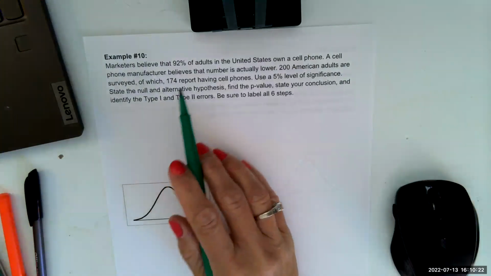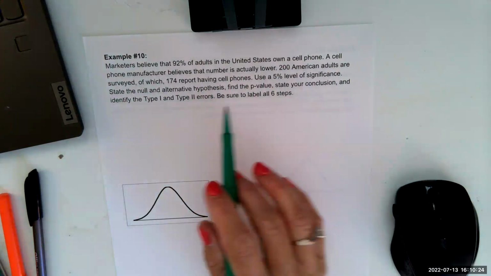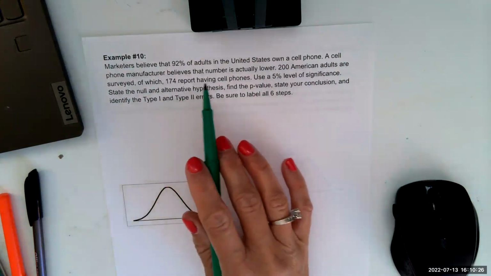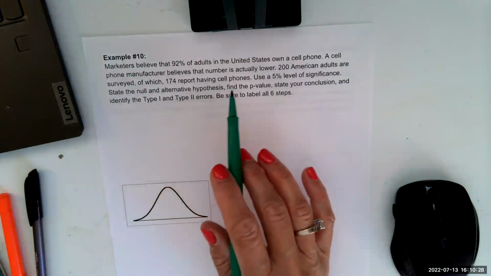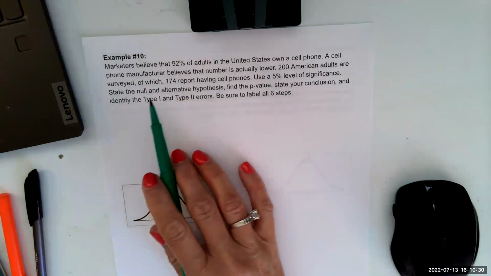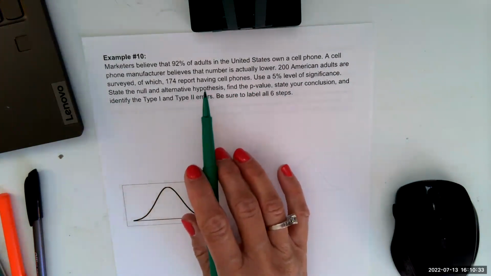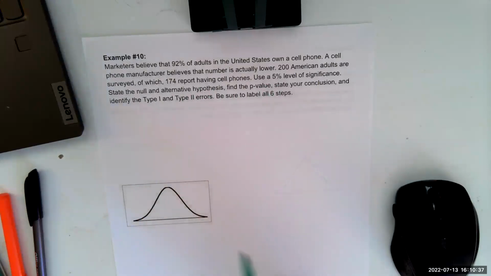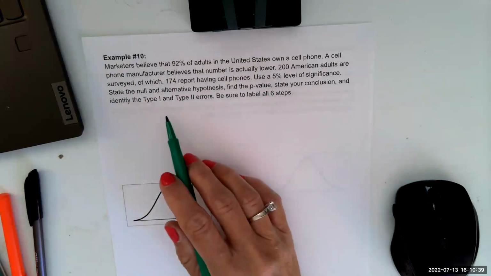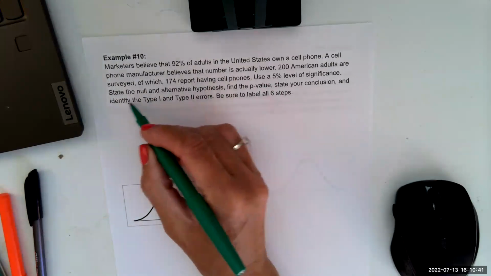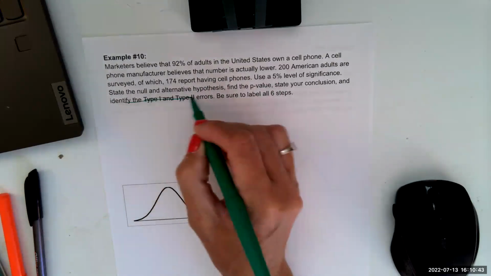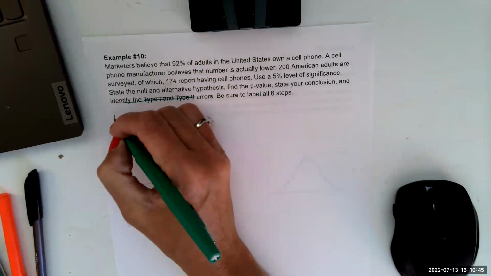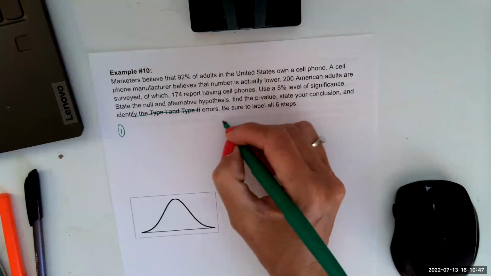Marketers believe that 92% of adults in the US own a cell phone. A cell phone manufacturer believes that that number is actually lower. 200 American adults are surveyed, of which 174 report having cell phones. Use a 5% level of significance and complete all 6 steps. And we're not going to worry about identifying the type 1 and type 2 errors for these. We just want to practice our hypothesis test.